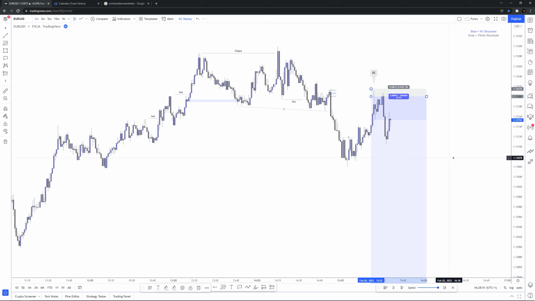So what can we learn with this? Pretty simple. We don't need to move our stop loss to break even so early, and we need to be patient for the first break of structure to move our stop loss to break even.